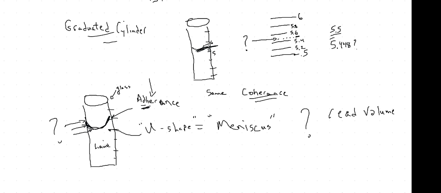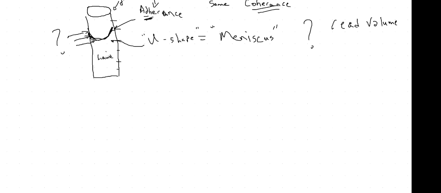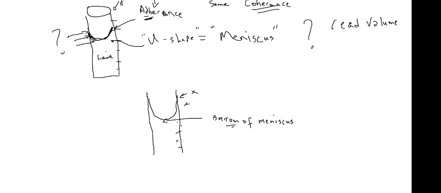The answer is, I will show you again. We'll just focus on the meniscus here. This is our graduated cylinder. The answer is we read it from the bottom. So you always make your readings from the bottom of the meniscus. Not from the top, not from there, not from the middle. No, from the bottom.